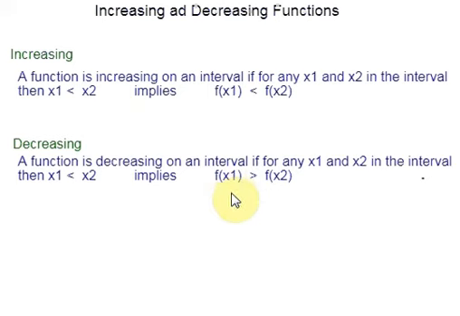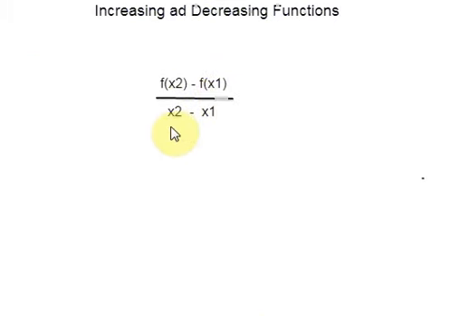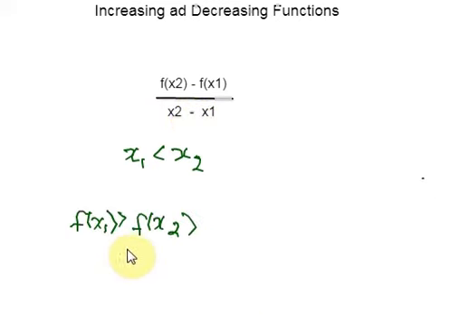Okay, now let us see how this relates to derivatives. For this, we have to recall that the derivative is the limit of f of x2 minus f of x1 over x2 minus x1. So consider this definition. If x1 is less than x2, then the denominator will become positive. If also f of x1 is less than f of x2, the numerator will become positive. Hence, the derivative will be positive. On the other hand, if f of x1 is greater than f of x2, then the numerator will become negative. Then the entire derivative will become negative.